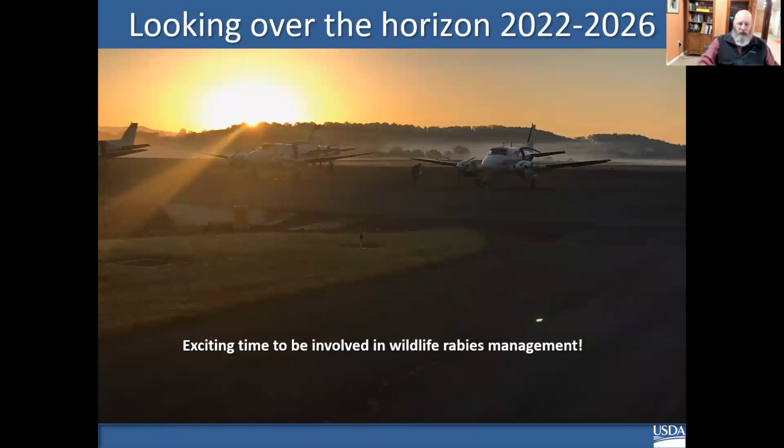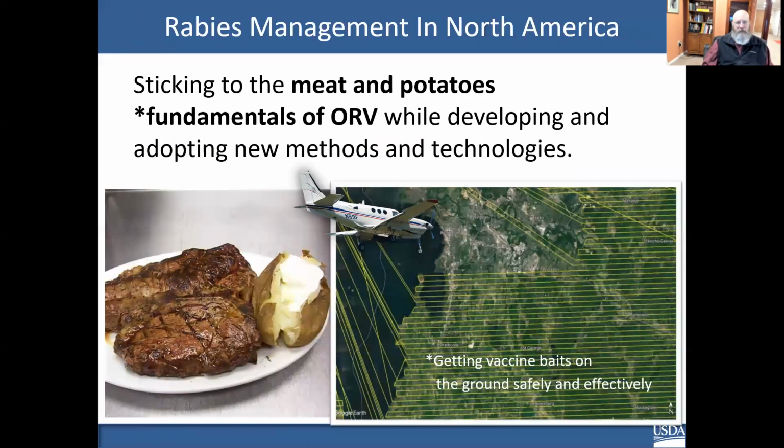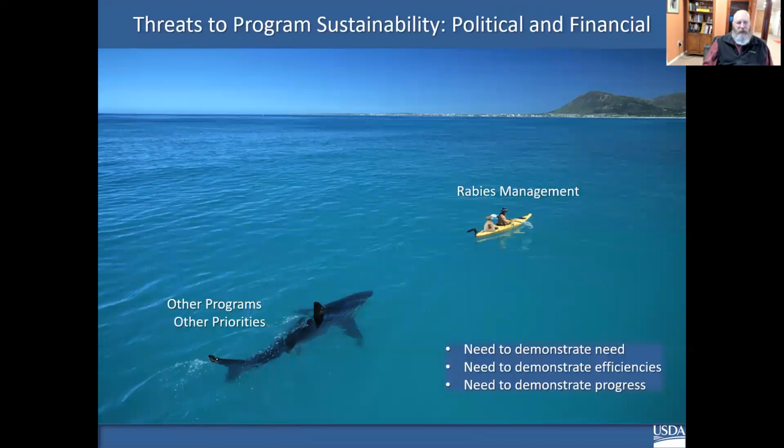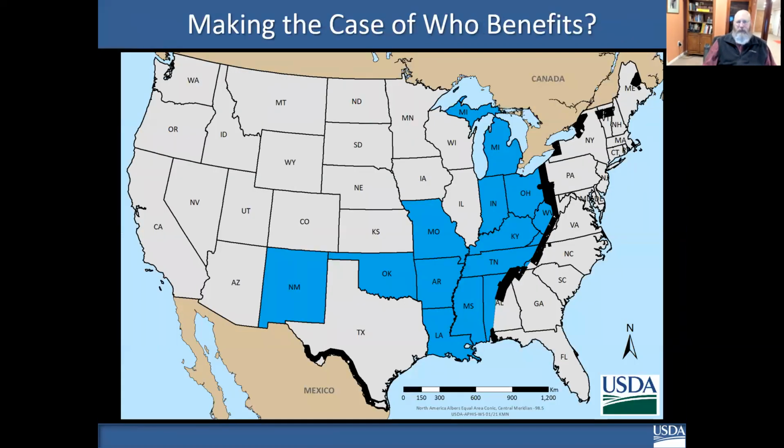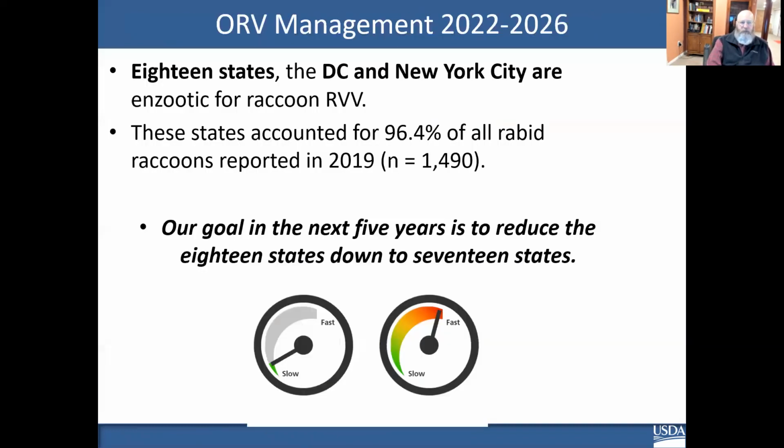And we can start looking over the horizon from 2022 to 2026, those 5 years, and just know that we're going to get down to the basics again of dropping baits on the ground safely and effectively, and stick to that sort of meat and potatoes fundamentals, knowing that we need to always demonstrate need and efficiencies and show progress to be sustainable politically, and making the case for who's benefiting first, to stopping the spread and ultimately eliminating raccoon rabies.